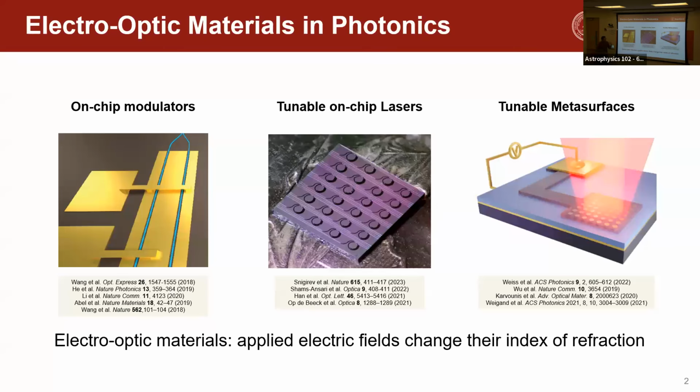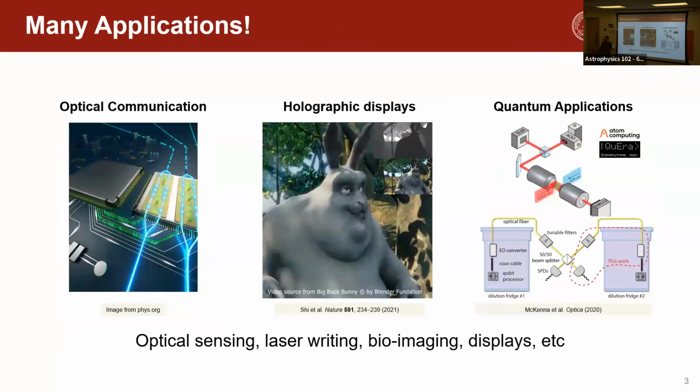So as you can see, just from these very simple examples, there are really a number of different applications that you can think of for electro-optic materials. You can think of using them as optical modulators for optical communications, or active optical elements for holographic displays, or even active optical elements in some quantum applications.